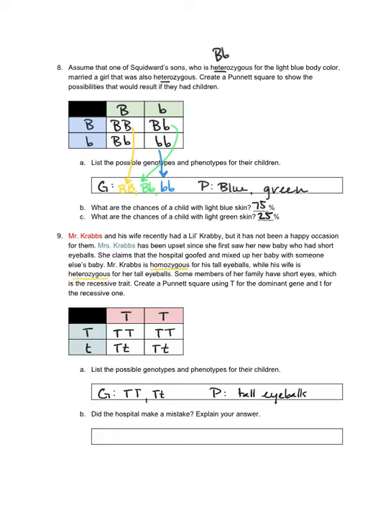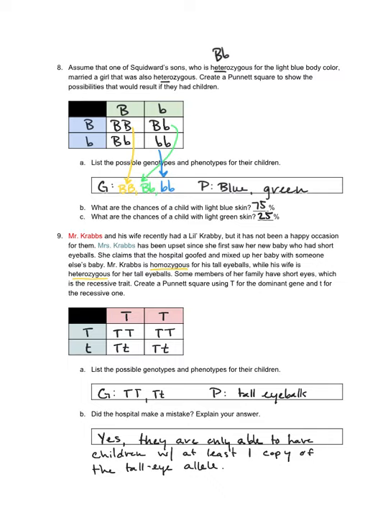So then that begs the question, letter B, did the hospital make a mistake? So their child that they took home has short eyeballs, but they are unable to have a baby with short eyeballs. So we're going to have to say that yes, the hospital made a mistake. Because Mr. Krabs is homozygous for his tall eyes, they are only able to have children with at least 1 copy of the tall eye allele, which means that all of their children will have tall eyes, even if they're heterozygous for the trait.